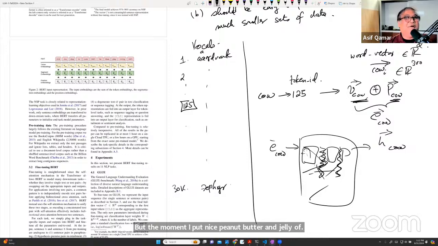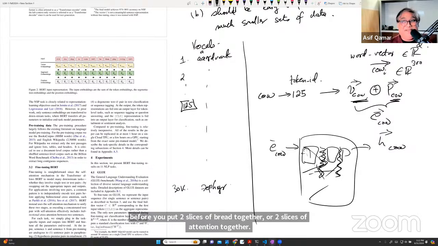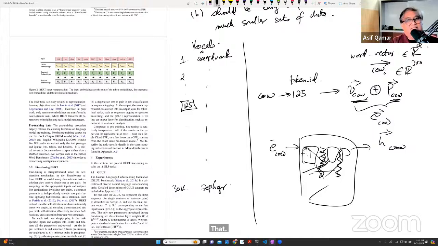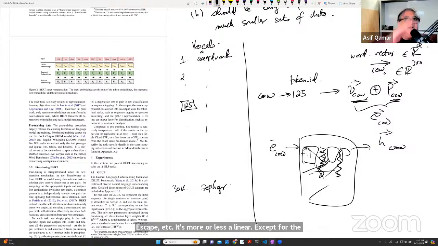So I often intuitively give people the idea that before you put 2 slices of attention together, you always have to put peanut butter and jelly to make a sandwich, right? The more technical reason, while that is an intuitive picture, is that it is the feed-forward layers that bring in the deformation. The attention is KQV, etc. It's more or less linear, except for the softmax. But the real deformation and the ability to adapt to anything is in the feed-forward layer.